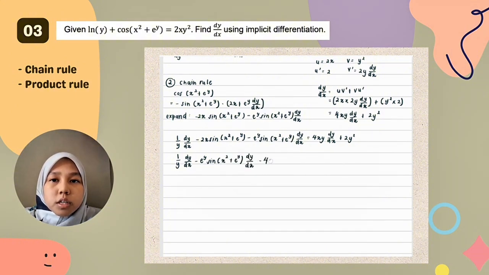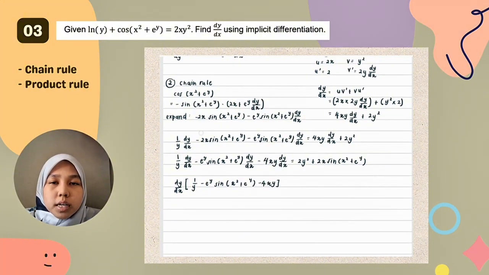Therefore, we cannot differentiate them separately. We must use the product rule, which is u prime v plus v prime u. Let's set our u as 2x, so u prime is 2. And let's set our v as y squared, so v prime is 2y dy over dx. Applying the product rule formula, we get 2x times 2y dy over dx plus y squared times 2. Simplifying this gives 4xy dy over dx plus 2y squared.